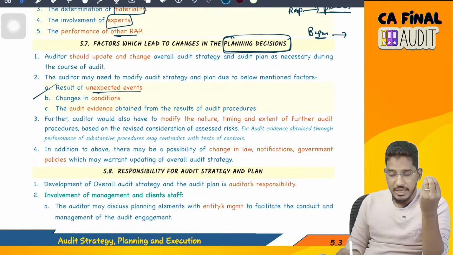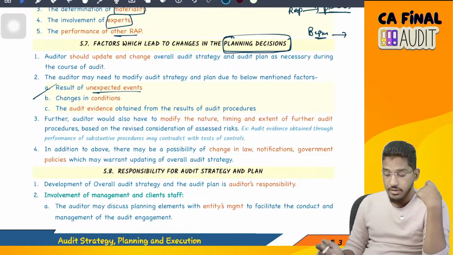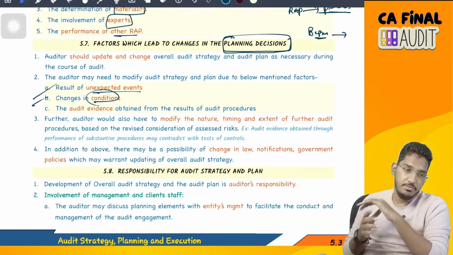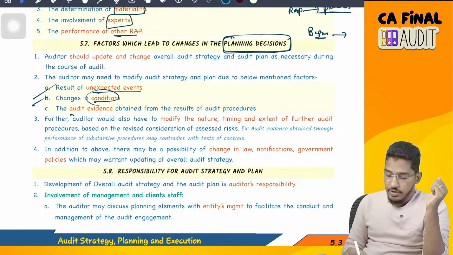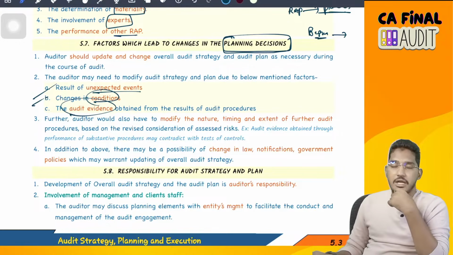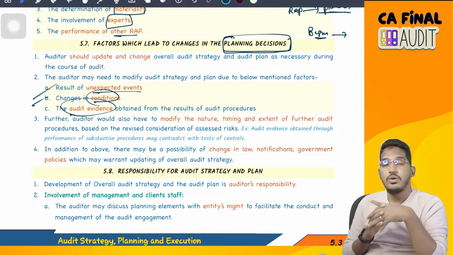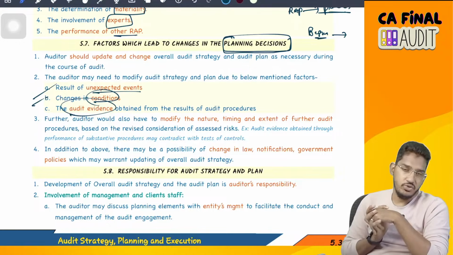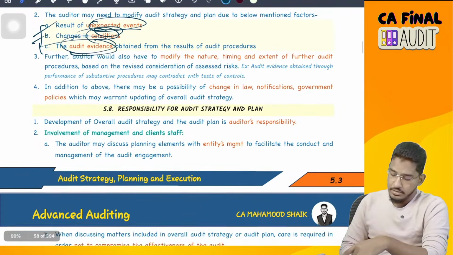As you could see here, there could be unexpected events. Sometimes unexpected events will happen which might require me to change my audit plan or strategy or program, or there might be a change in conditions. Whatever conditions are prevailing at the time of planning might not be prevailing at the time when I have started doing the audit. Or even during the process of the audit, when you have actually started performing audit procedures, sometimes from those procedures you get some extra evidence. That evidence also might necessitate you to make changes to your planning decisions. So these are the factors because of which planning decisions might be changed: unexpected events, change in conditions, or audit evidence which you have gathered. Next.